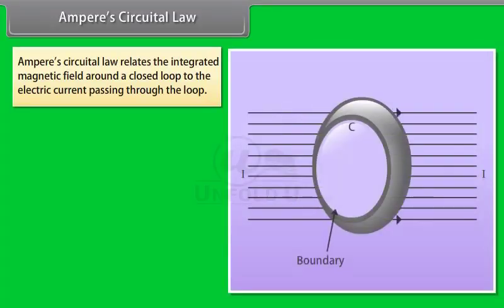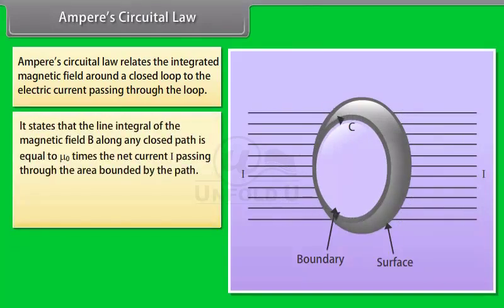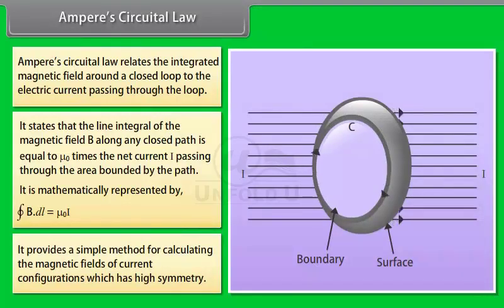Ampere's circuital law. Ampere's circuital law relates the integrated magnetic field around a closed loop to the electric current passing through the loop. It states that the line integral of the magnetic field B along any closed path is equal to mu naught times the net current I passing through the area bounded by the path. It is mathematically represented by closed integral of B dot dl is equal to mu naught I. It provides a simple method for calculating the magnetic fields of current configurations which have high symmetry.